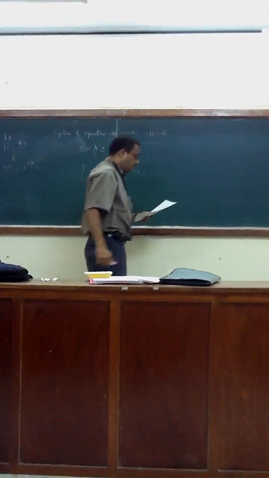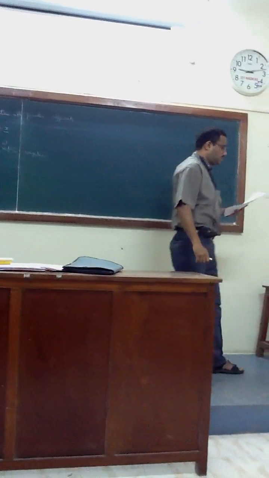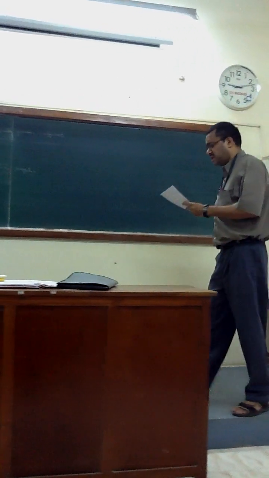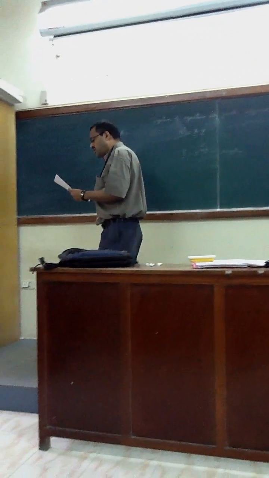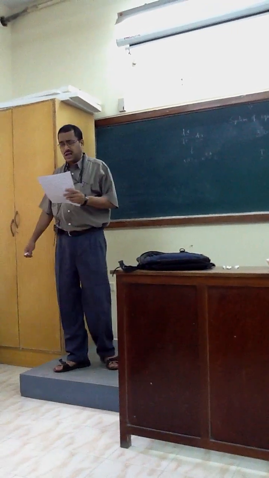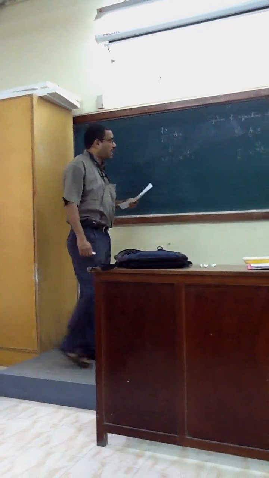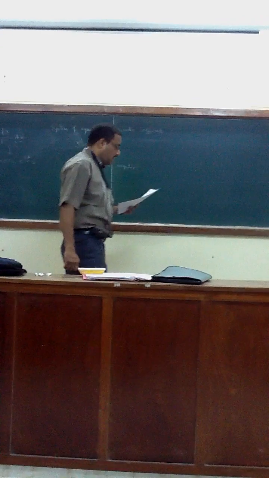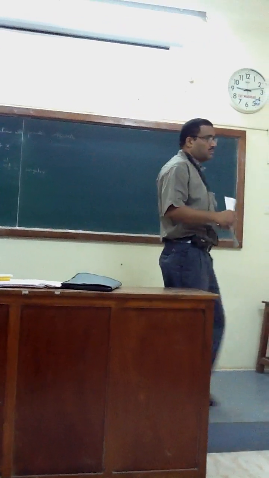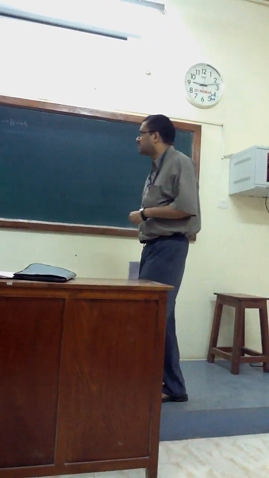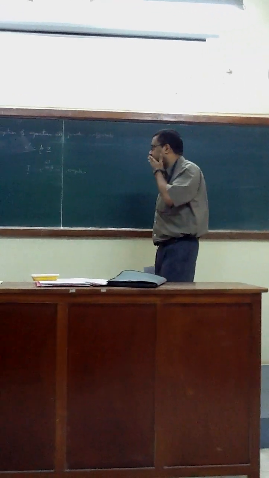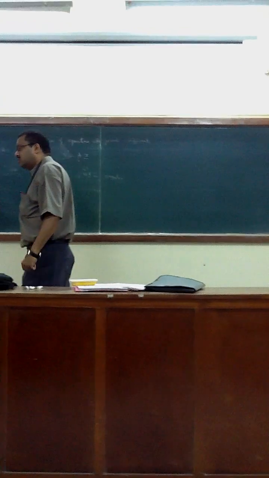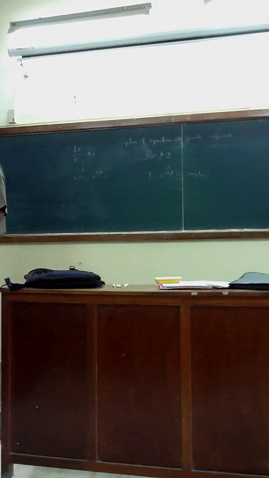So I repeat once again, a necessary and sufficient condition for a system x prime equals Ax to admit a non-zero periodic solution of period omega is that the matrix I minus e to the power omega A is singular. How to start this problem? It was the last assignment problem actually. I am discussing it.